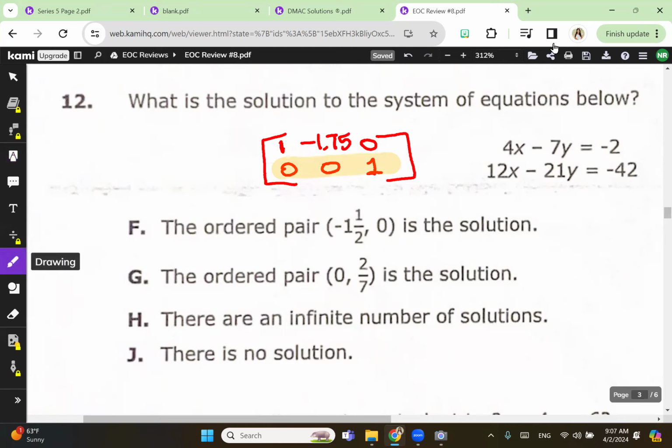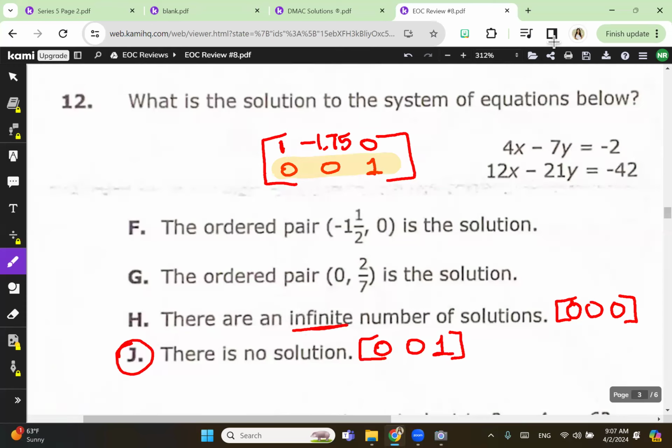That means what? Infinite or no solution? Who remembers? Not me. No solution. 0, 0, 1 is no solution. That means these are equations of two parallel lines. Parallel lines don't intersect, they don't cross. So that is no solution. If you get 0, 0, 0, that's infinite. So your answer was J.